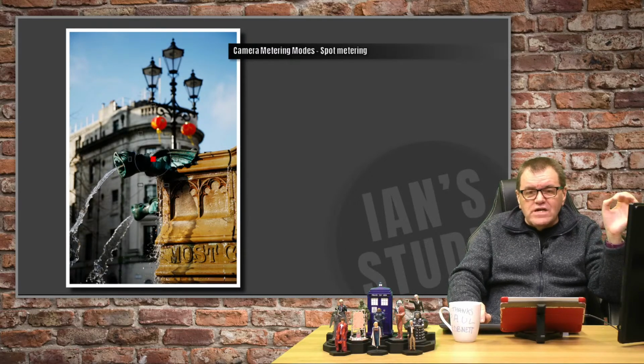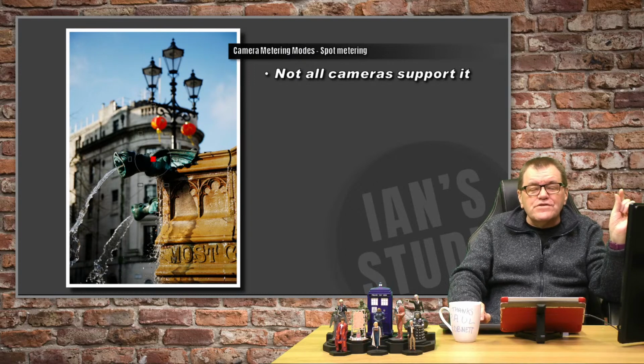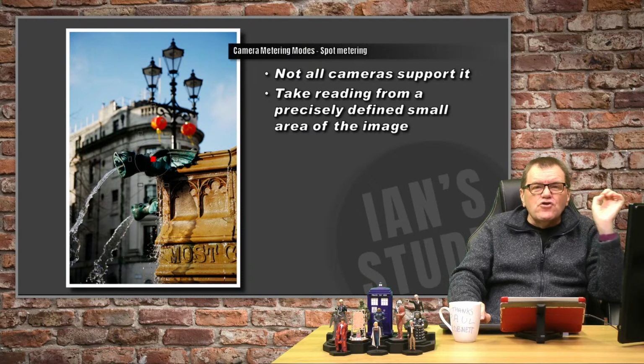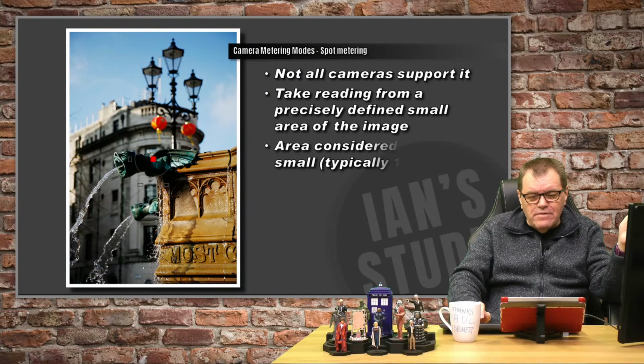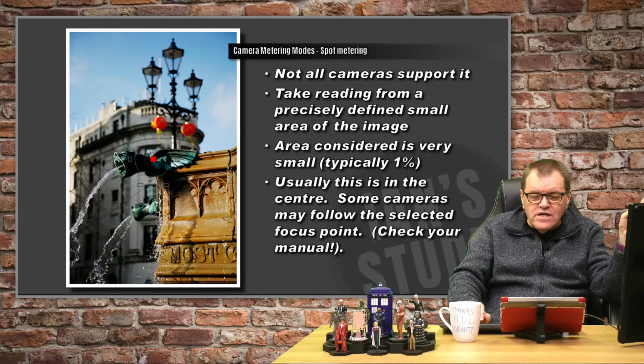Then we come on to spot metering. Spot metering uses just a single spot, the equivalent of a single focus point. It's reading from a very precisely defined small area of the image. Not every camera will have this option on it, but if it does, it's really powerful because you can get the exposure from a known point within the frame. And it's typically about 1% of your frame when you use it.